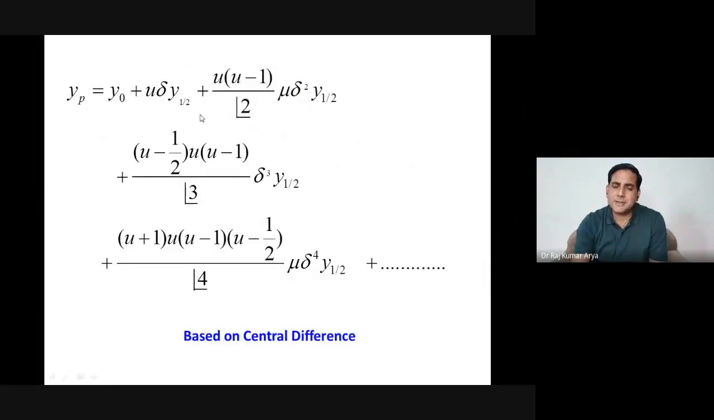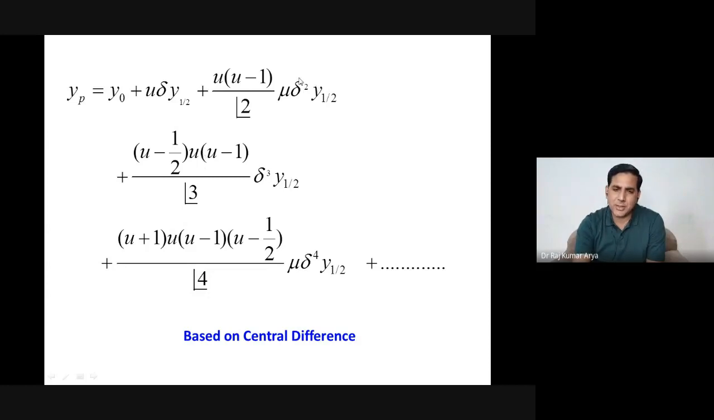This is your Bessel's formula based on central difference. The previous one was from your forward and backward differences. This is now from the central difference. Now you are going from the center and expanding to this side. The derivation of this can also be done, but we are not doing the derivation. We are taking this as the Bessel's interpolation formula based on central difference only.